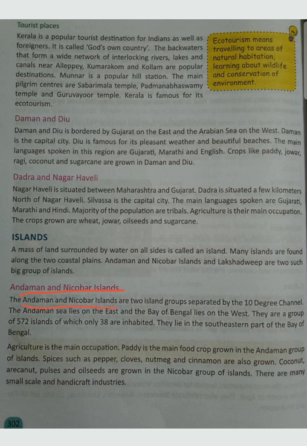Andaman and Nicobar Islands. The Andaman and Nicobar Islands are two island groups separated by the Ten Degree Channel. The Andaman Sea lies on the east and the Bay of Bengal lies on the west. They are a group of 572 islands, of which only 38 are inhabited. So this is important. Andaman and Nicobar Islands are a group of how many islands? 572 small islands. Only 38 islands have people living there.